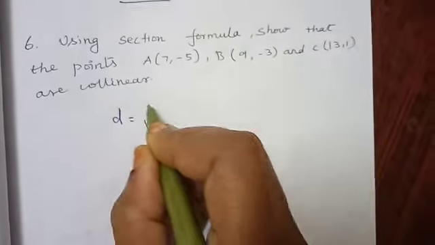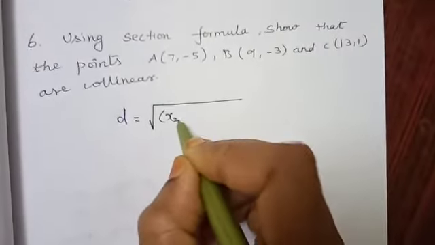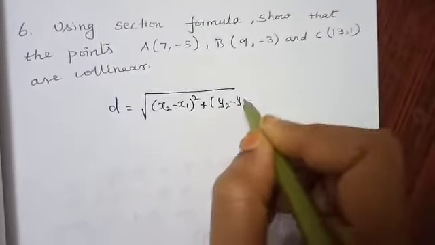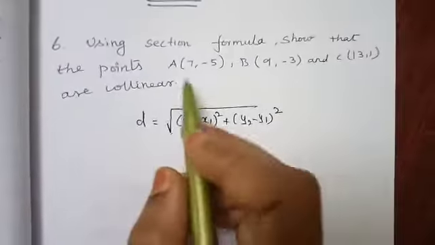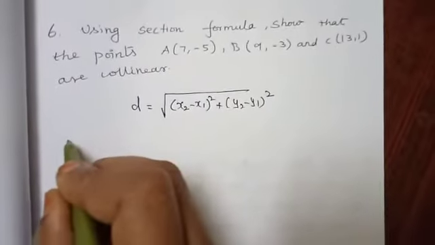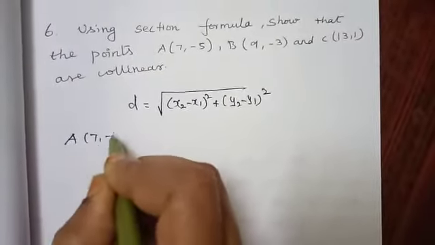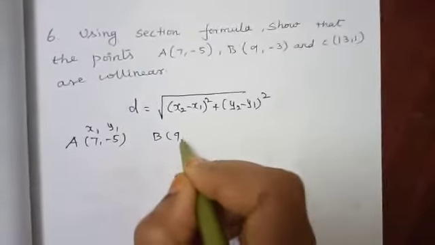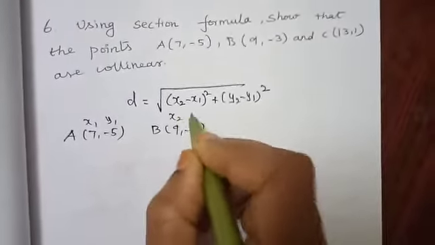d is equal to square root of (x2 - x1) the whole square plus (y2 - y1) the whole square. So now we find the distance of AB first. So A(7, -5) as x1, y1. Then B(9, -3) as x2, y2.